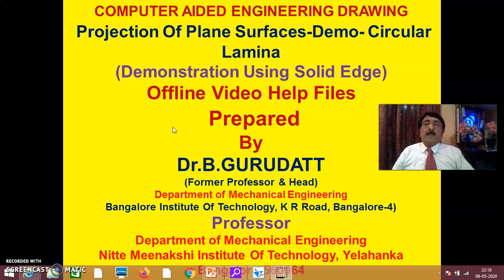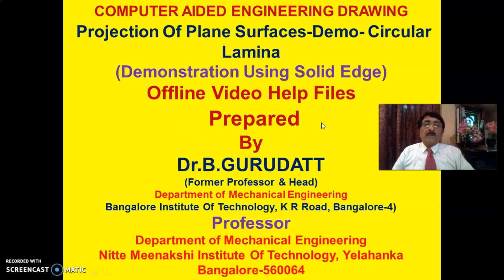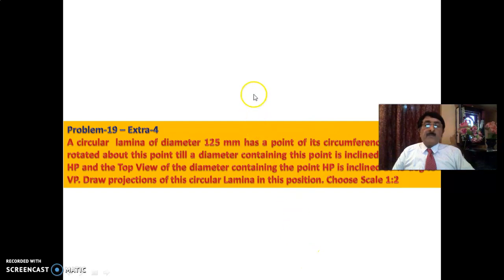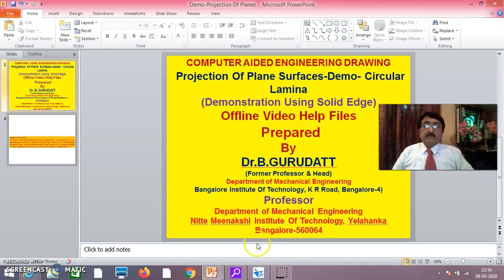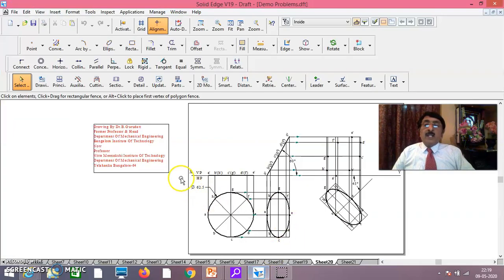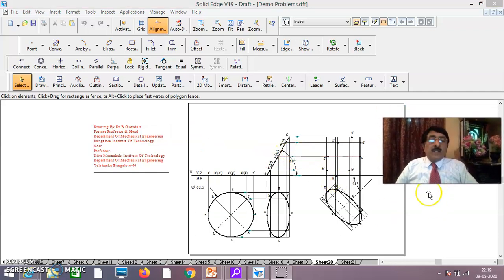We have started with circular lamina, and in this circular lamina itself 3 sessions have already been completed. This is the 4th session, and I think in this session we will be completing this circular lamina projection demo. Now you see here, till this we have done already. In the last session we had completed till this, and we had got the points carefully done.